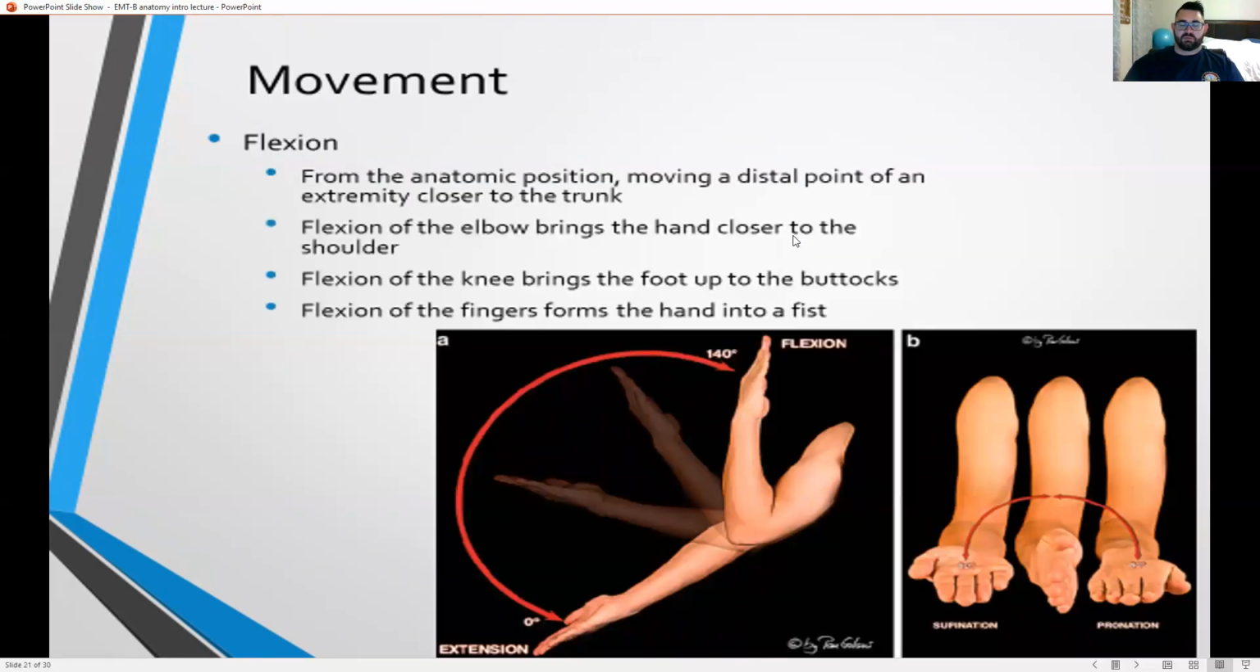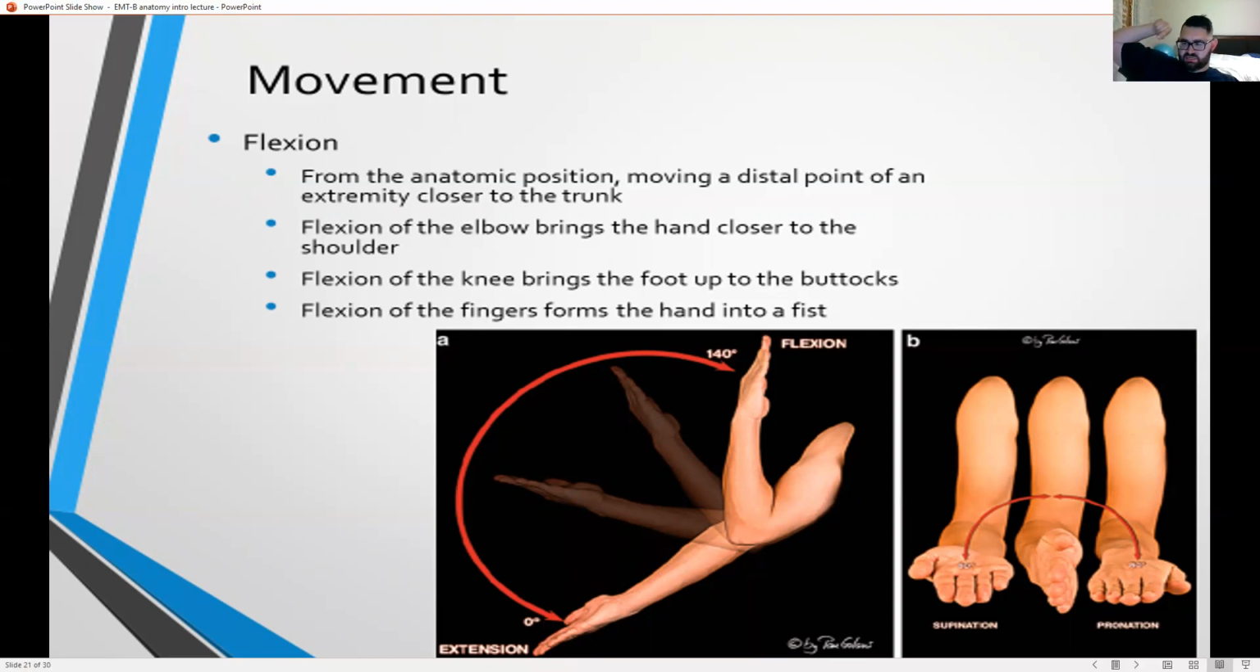So let's talk about movement now. Flexion. All right, this will be fun for you weightlifters in the class, right? So, a few weightlifters in the class. Flexion is from the anatomic position, moving a distal point of an extremity closer to the trunk. What does that mean? We take an extremity and we move it closer to the trunk.